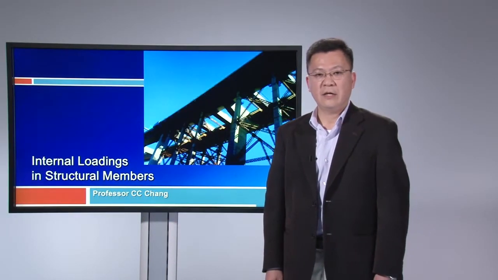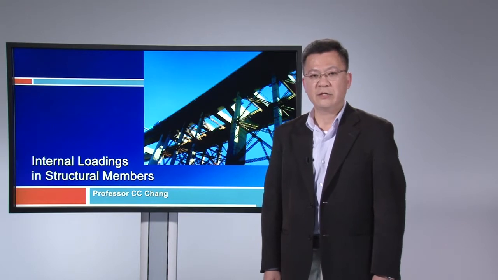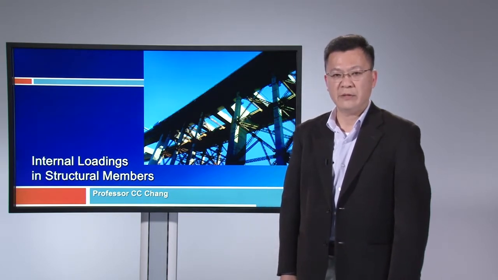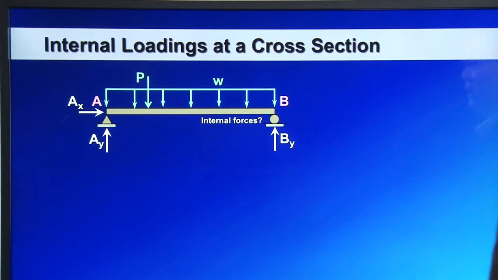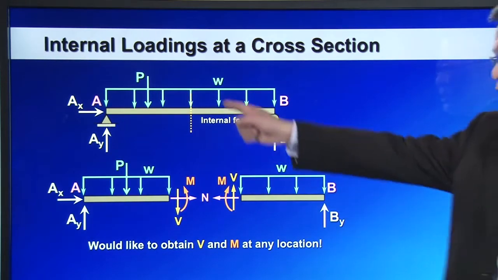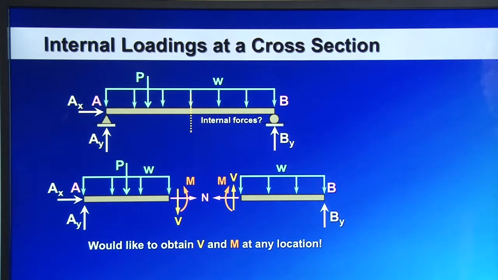In this section, I'll show you how to obtain internal forces in structure members. Using this beam structure as an example, the objective of this section is to obtain all the internal forces developed in the structures due to the given sets of external loads. So if you take a cross-section at any location, you will find three different forces acting on them.